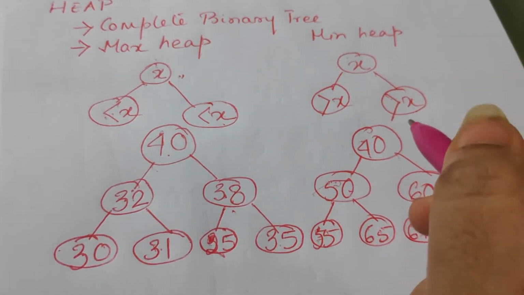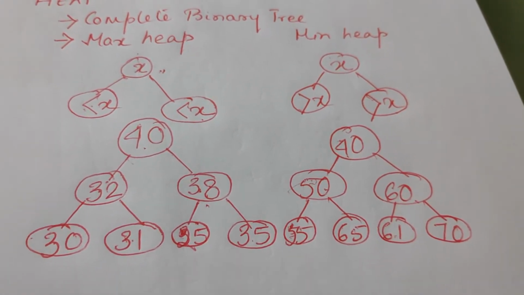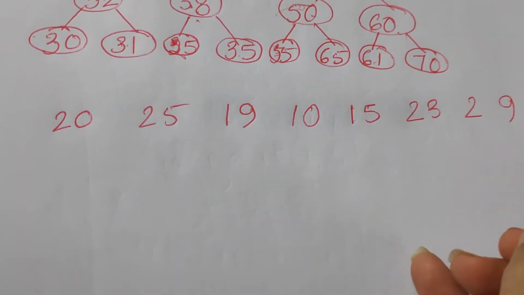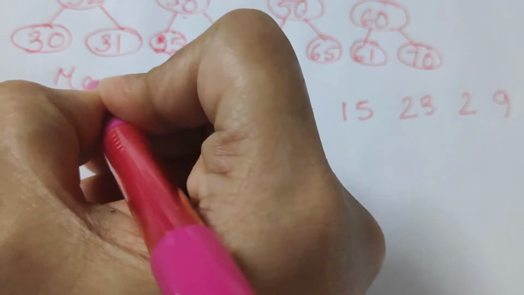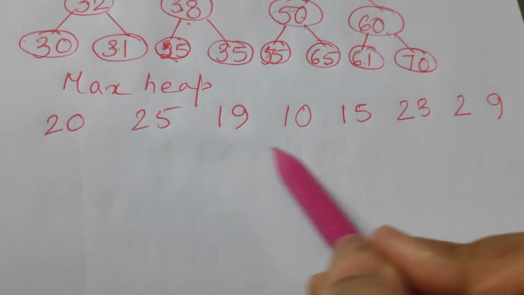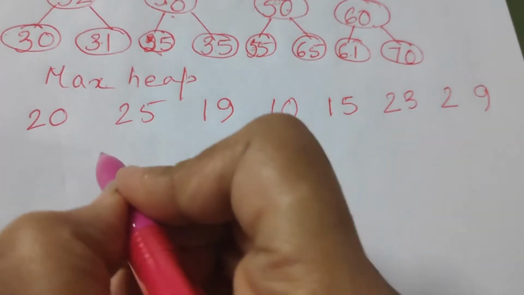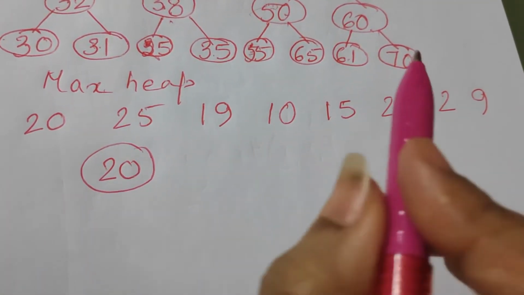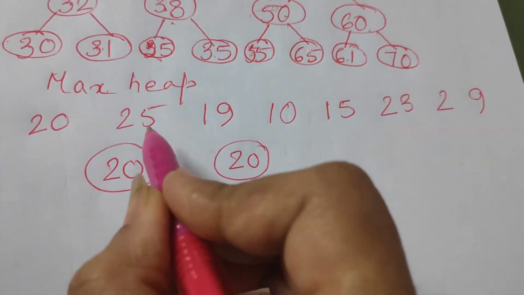Right? Now let us see how we can insert a node in a heap. Suppose we want to insert these nodes in a heap and we want to create a max heap. So 20, it is the first node that is to be inserted. Fine. Now after 20, 25.